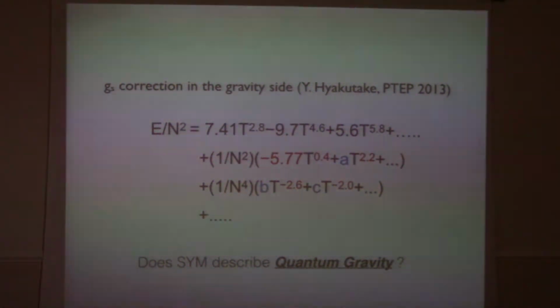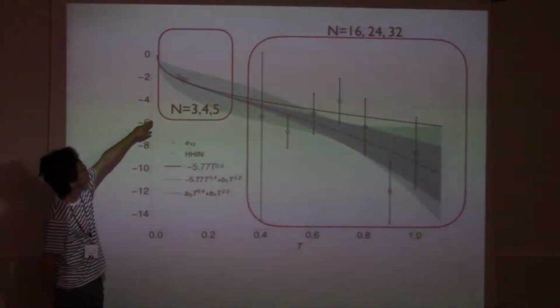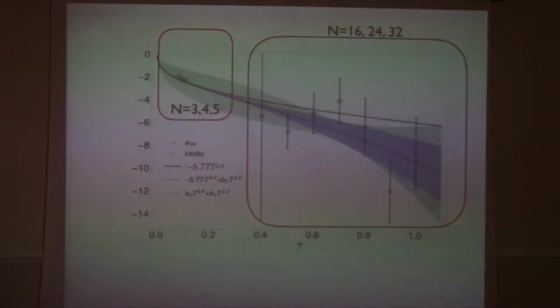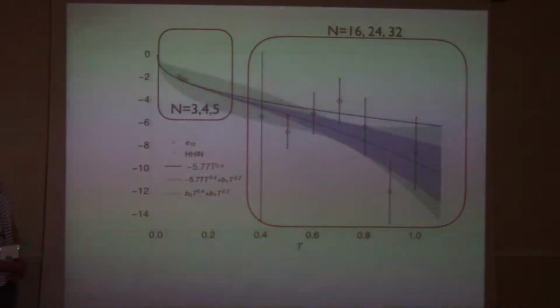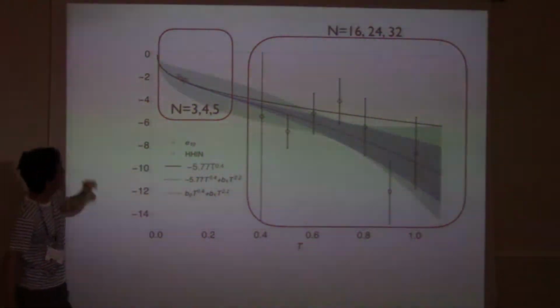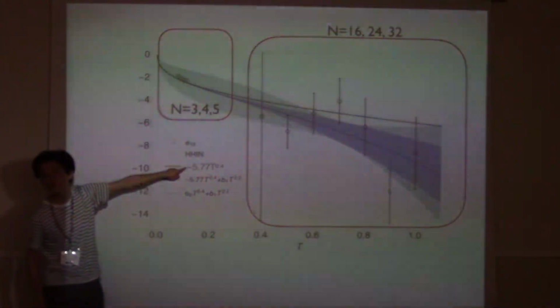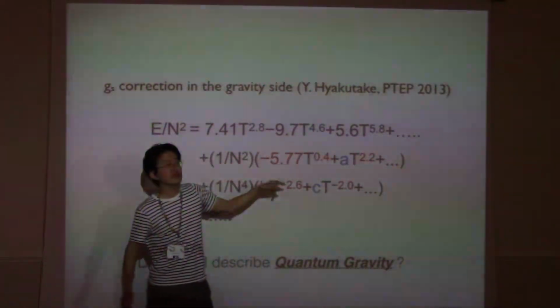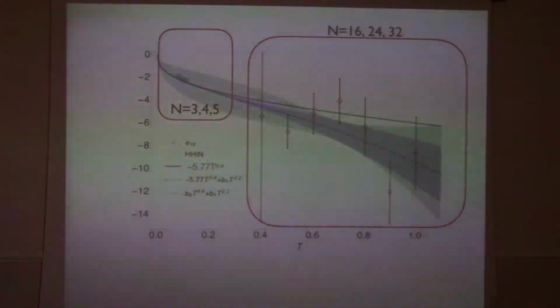And first, this is the result. This is a result we obtained by using N equals 3, 4, 5. For some technical reason, we could study a very low temperature region. And this is the result we obtained in 2016 from N equals 16, 24, 32. Here the error is very big, here the error is rather small. And this black curve, minus 5.77 times T to the 0.4, is this term. And also by introducing one free parameter, similarly we can fit the result.